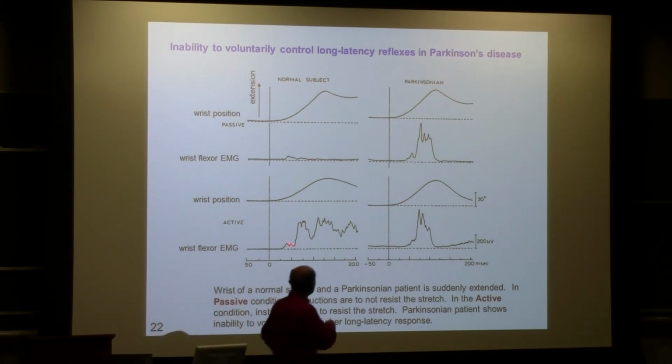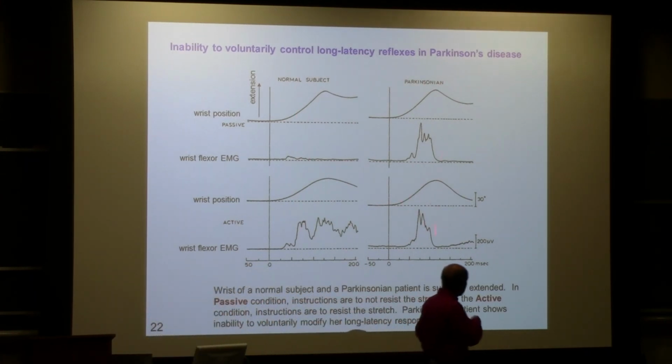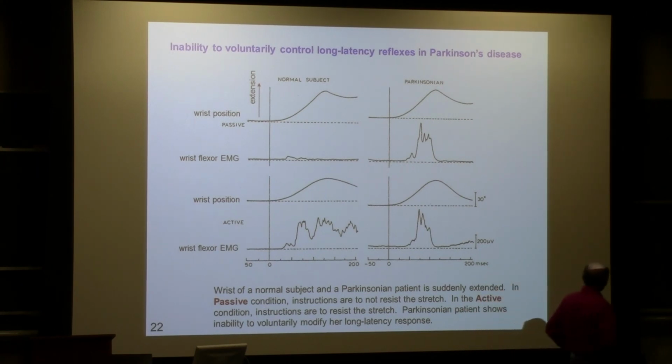So here's a healthy subject. And here's a person that suffers from Parkinson's disease. And what's the task? The wrist is going to be extended. So the wrist is going to be extended like this. And look at the EMG that results. So in the passive condition, instructions are to not resist the stretch. In the active condition, instructions are to resist the stretch.